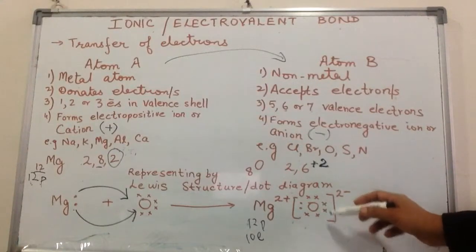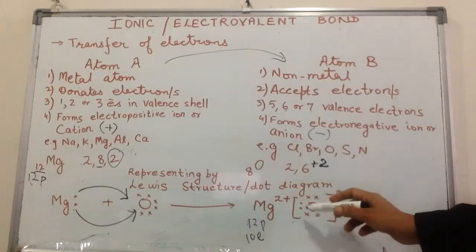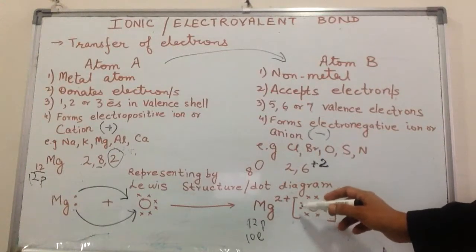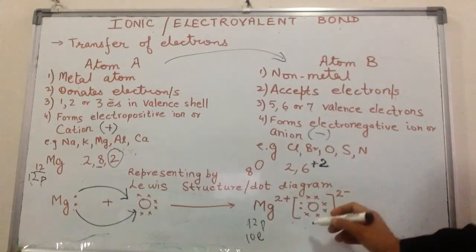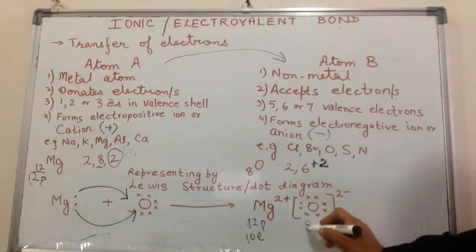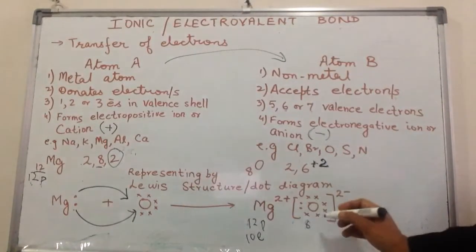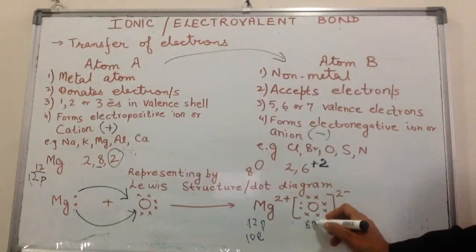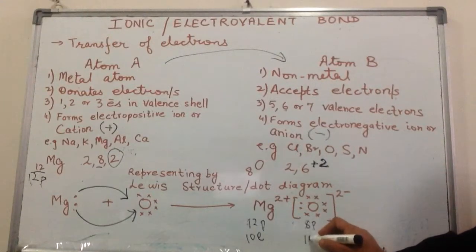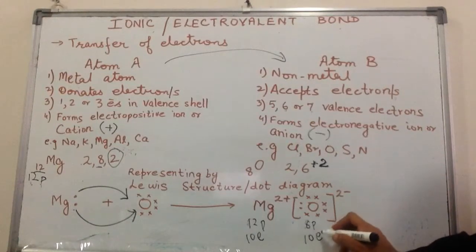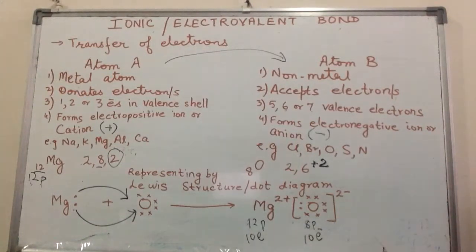Consider oxygen. It had 6 electrons in its outer shell. It acquires 2 from magnesium. In the event, it had 8 protons initially and 8 electrons. Now, it has 8 protons but 10 electrons. That means it has an excess of negative charge.